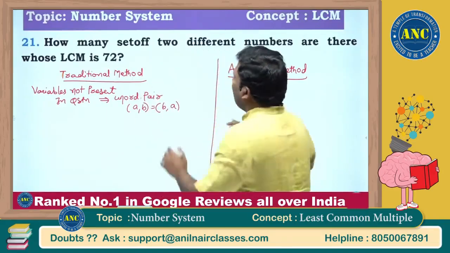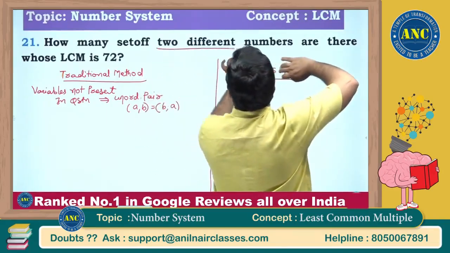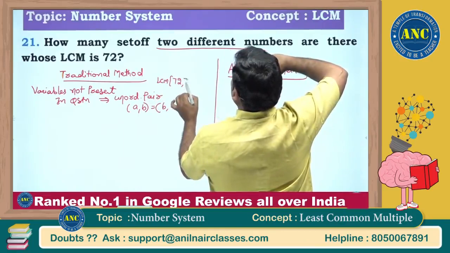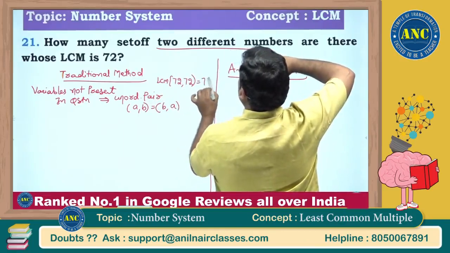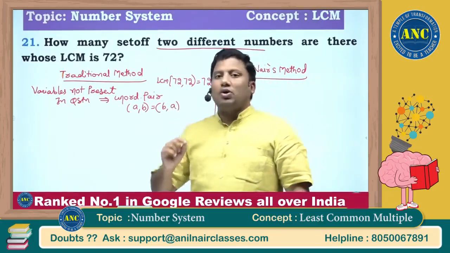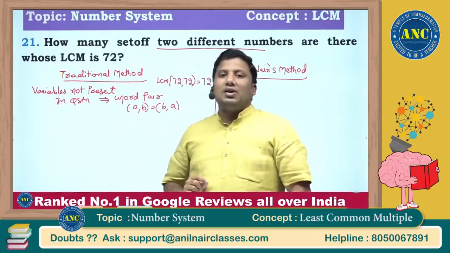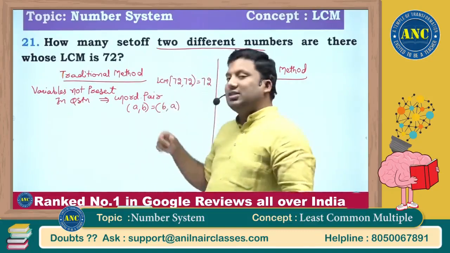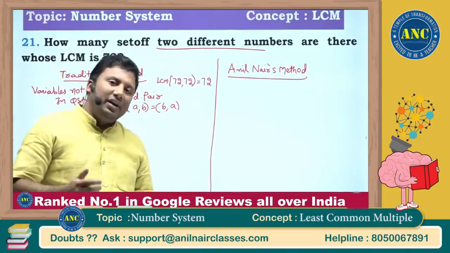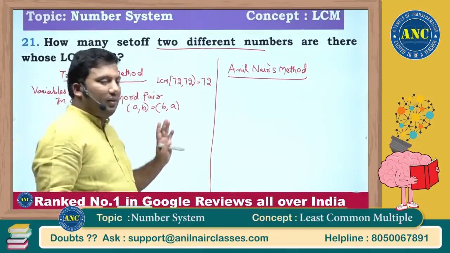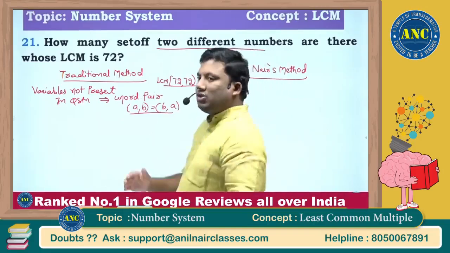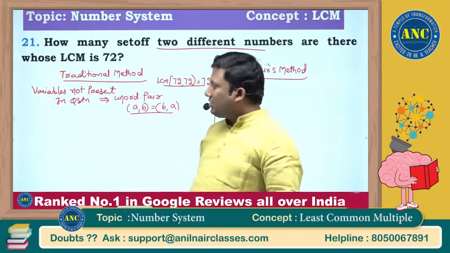Another one: how many sets of two different numbers are there? We should not take the case LCM of 72 comma 72 equivalent to 72. Any number with the same number, the LCM will remain the same. LCM of 4 comma 4 is 4. LCM of 6 comma 6 is 6. LCM of 8 comma 8 is 8. The question is two different numbers. Reverse case should not be taken and same number should not be taken. Otherwise you will get more cases, duplication of cases.